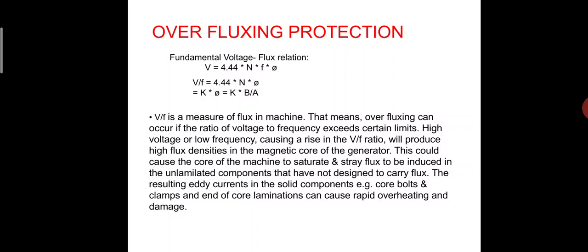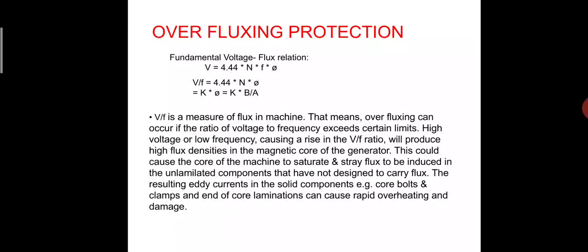V by F is a measure of flux in the machine. Overfluxing can occur if the ratio of voltage to frequency exceeds certain limits. High voltage or low frequency causing a rise in the voltage to frequency ratio will produce high flux densities.